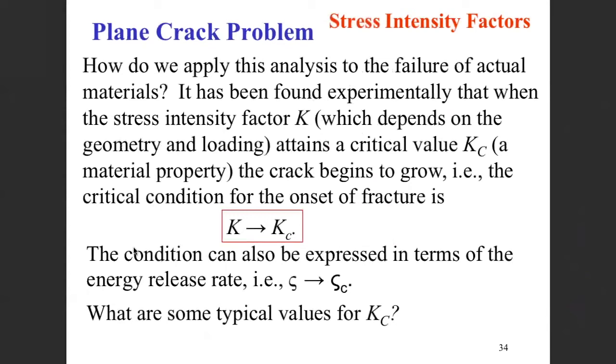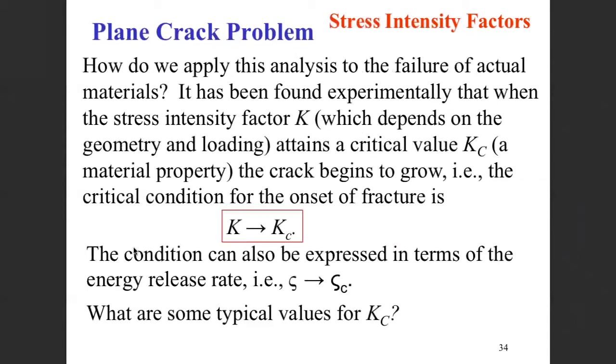So how do we apply this to actual analysis? When our stress intensity factor hits some critical value, that's when the crack begins to grow. And this is the definition that everyone's talked about. Everyone kind of thinks of it as a Schmid's rule for fracture.